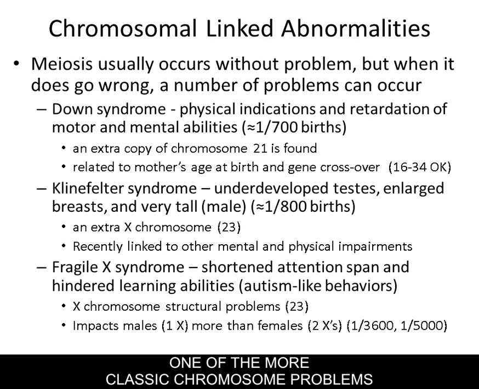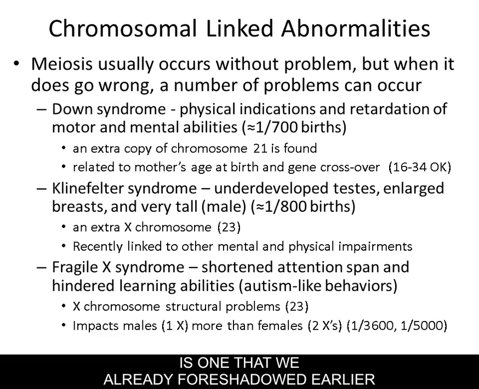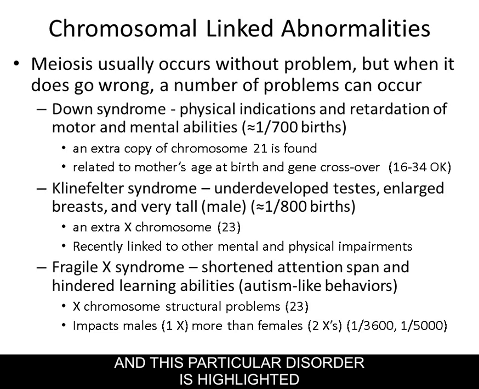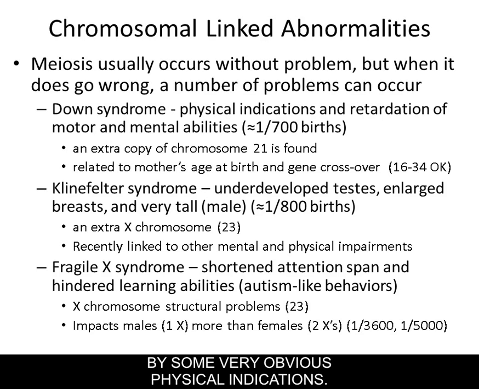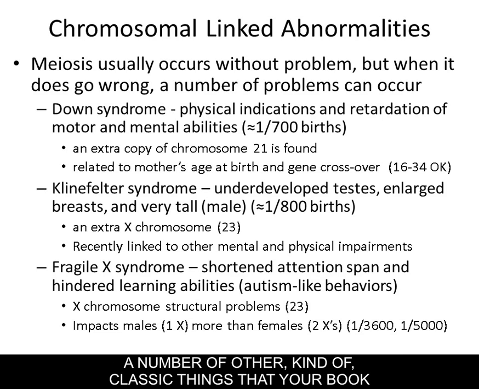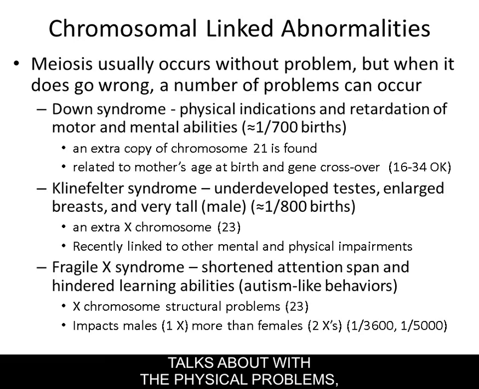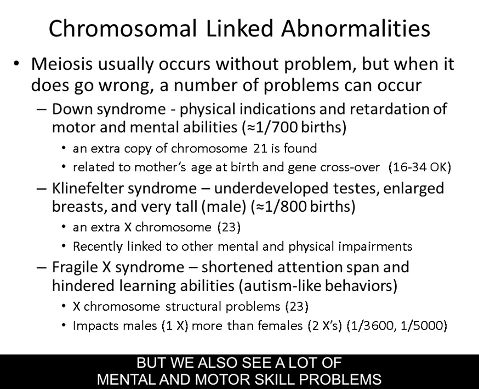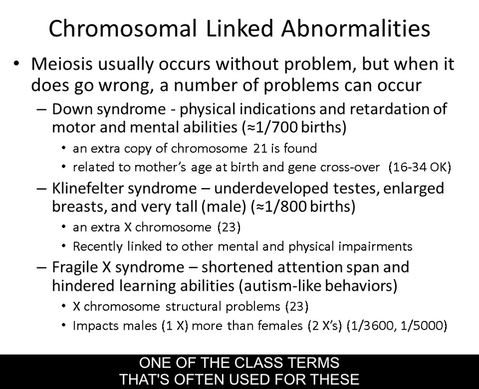One of the more classic chromosome problems is one that we already foreshadowed earlier, that we call Down syndrome. And this particular disorder is highlighted by some very obvious physical indications. So we see the almond-shaped eyes, the protruding forehead, a number of other classic things that your book talks about with the physical problems. But we also see a lot of mental and motor skill problems with these individuals. One of the classic terms that's often used for these individuals is mental retardation.